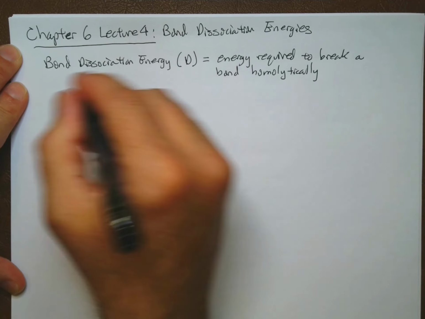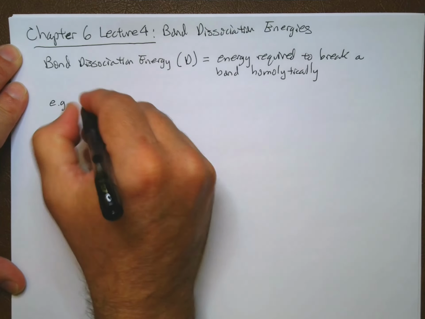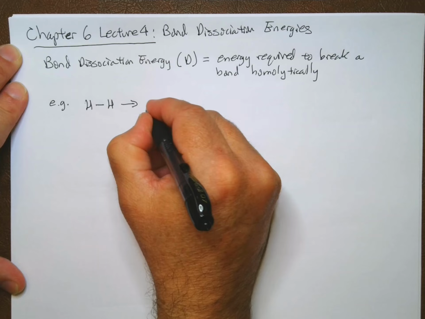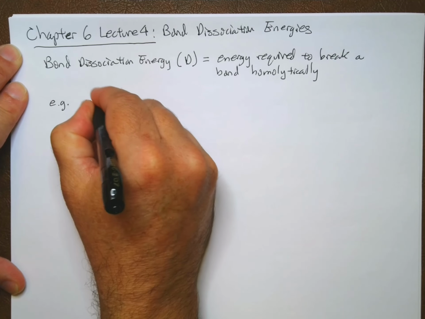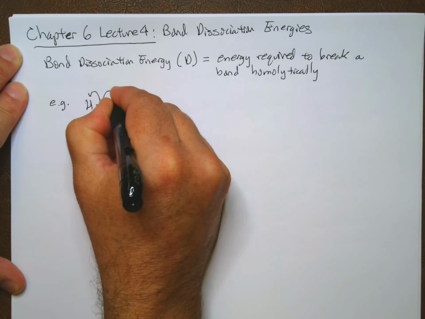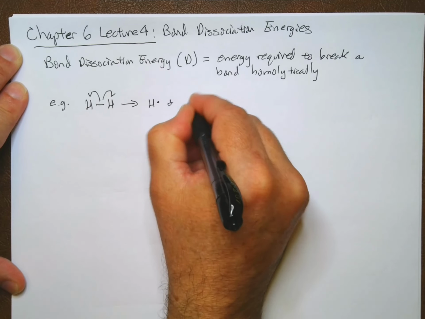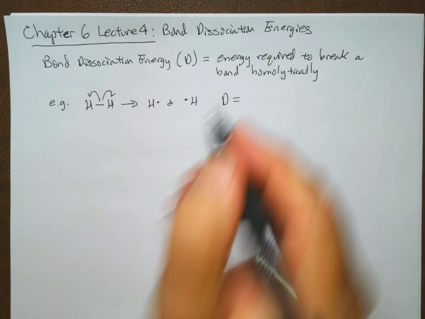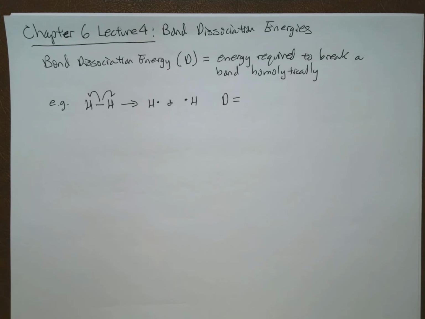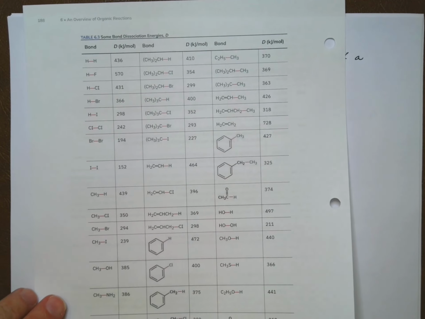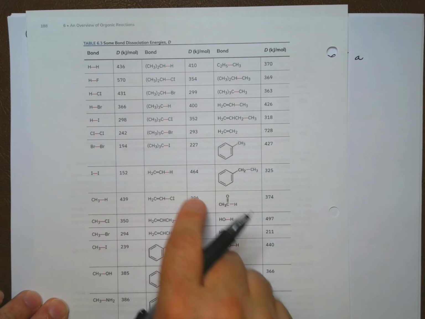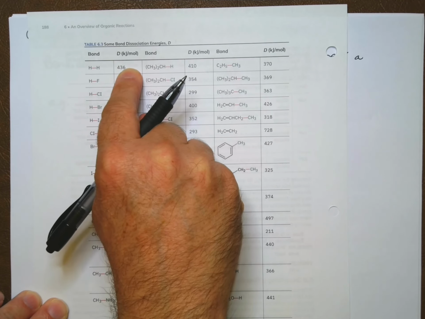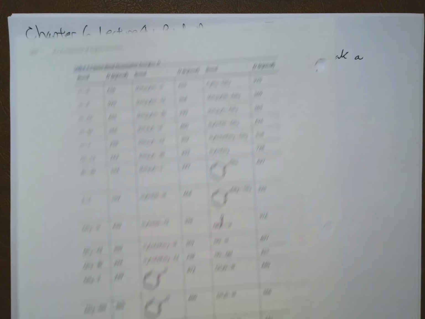So, for example, let's say we had H-H and we break that bond homolytically, so one electron goes to each hydrogen. In this case, we can look up the bond dissociation energy in a table in the text. I can see here that for hydrogen, the bond dissociation energy is 436 kilojoules per mole.